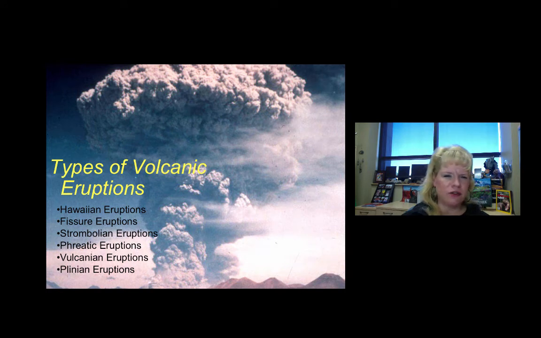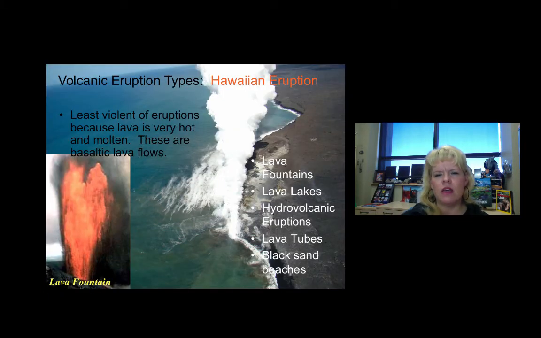There are 6 different types of eruptions for volcanoes. So every volcanic eruption falls into one of these categories. We're going to start with the least violent and work our way up to the most violent type of eruption. The least violent would be Hawaiian, and even then fissure, which is the next type. They often happen in tandem.